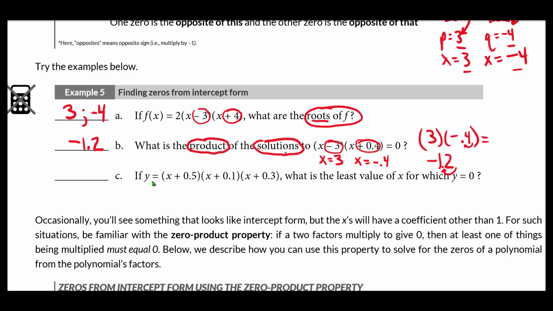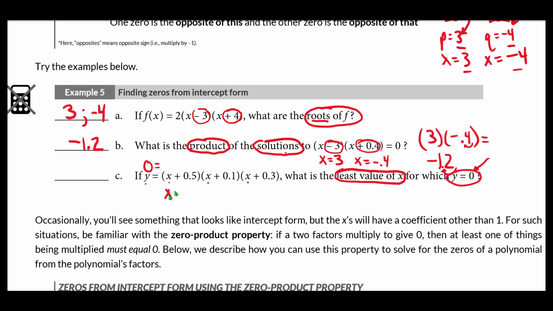Next, example 5c, if y equals all of this stuff, what is the least value of x for which y equals 0? Well, remember, yet again, another one of those synonymous terms. When we talk about y equaling 0, that just means the x values that will produce a 0 over here, which means, again, we're looking for the zeros. That's what zeros are, the x values that make y equal to 0.